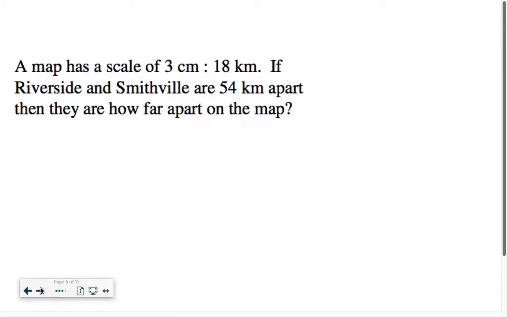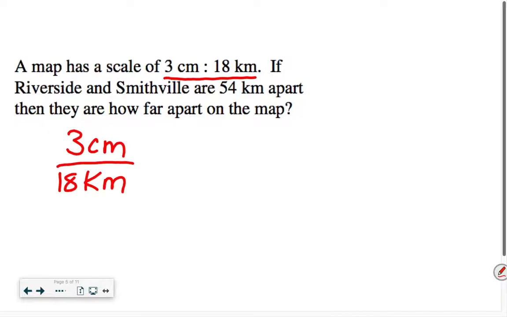Okay. A map has a scale of 3 centimeters to 18 kilometers. If these two towns are 54 kilometers apart, then how far apart are they on the map? Here's something you need to remember. When your ratios are together, like these, they go in the same fraction. So we're going to write 3 centimeters over 18 kilometers equals, then you can reduce it to 1/6.